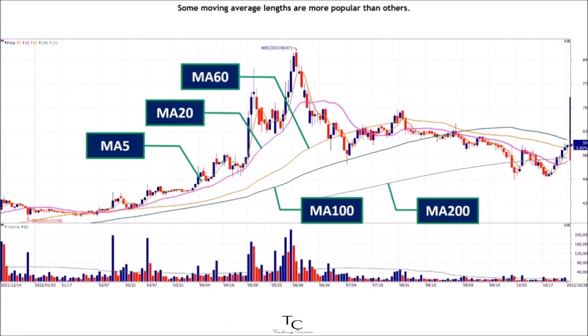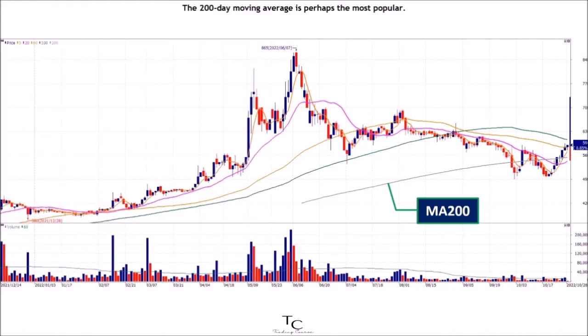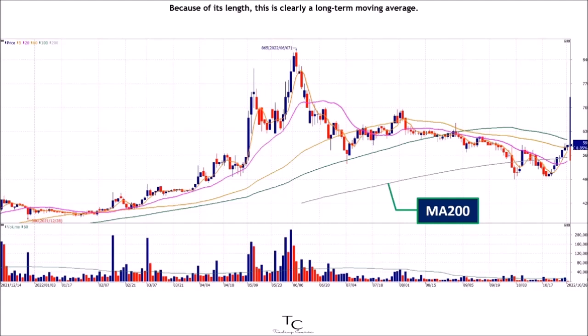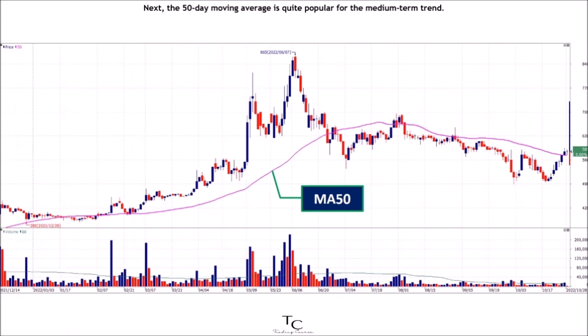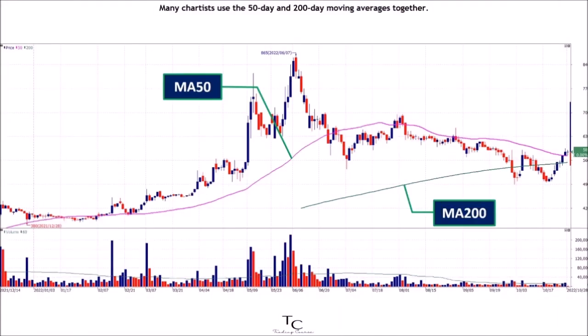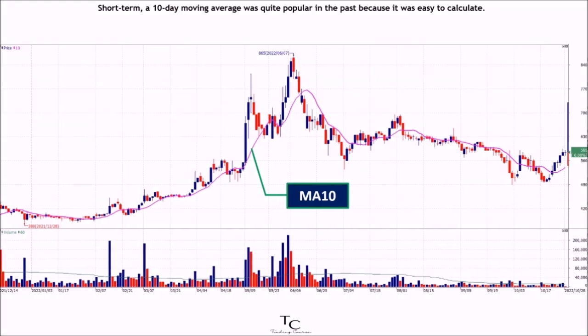Some moving average lengths are more popular than others. The 200-day moving average is perhaps the most popular. Because of its length, this is clearly a long-term moving average. Next, the 50-day moving average is quite popular for the medium-term trend. Many chartists use the 50-day and 200-day moving averages together. Short-term, a 10-day moving average was quite popular in the past because it was easy to calculate.